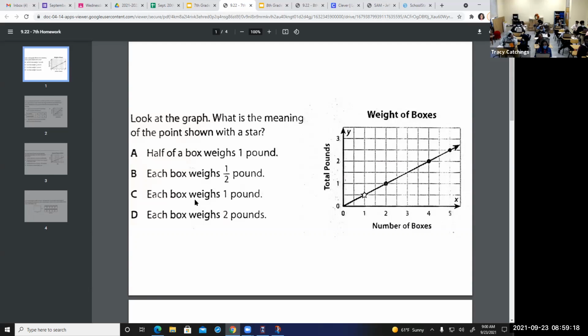What is constant of proportionality? Unit rate. Another name for the unit rate? What else did we talk about? Y equals mx is the equation form. What does that mean? Which is the unit rate? You said y equals mx. What's the unit rate? M. Good job.